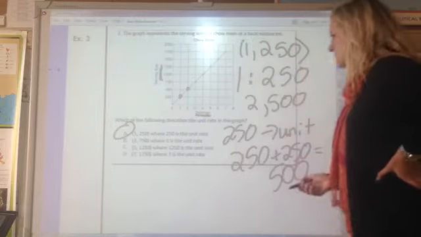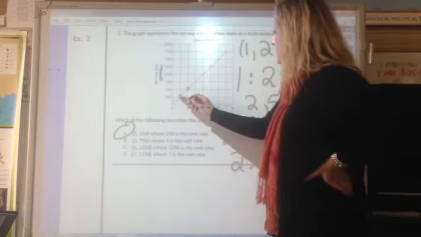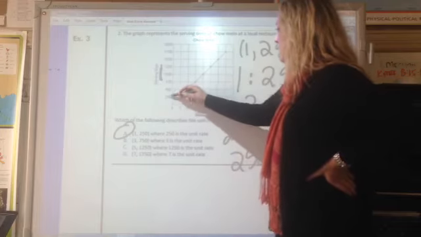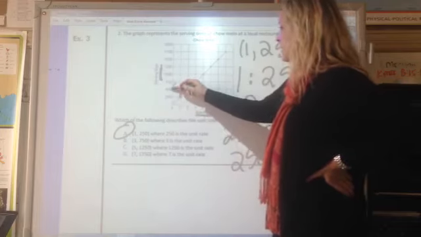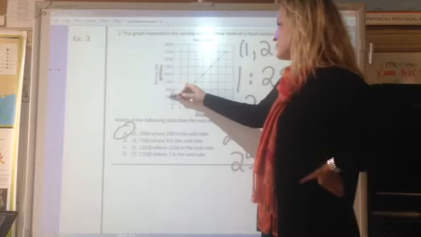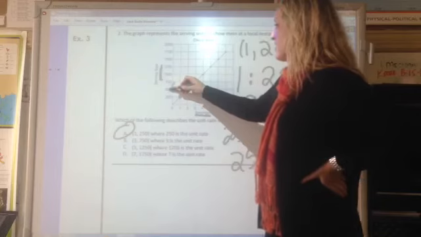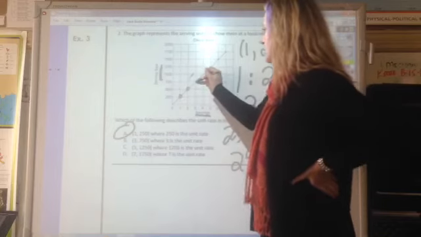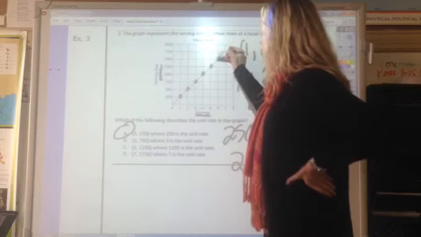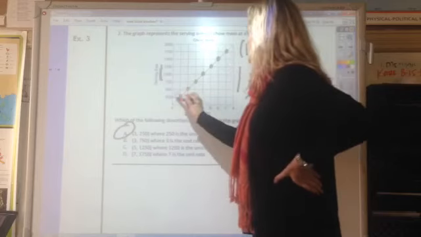So yes, this relationship is proportional because as x increases by 1, so x goes from 1 to 2, my unit rate is going to add 250 grams of food to each serving size. So 250 plus 250 will give me 500. 500 plus 250 will give me 750. And so yes, this relationship of servings to grams of food is absolutely proportional.